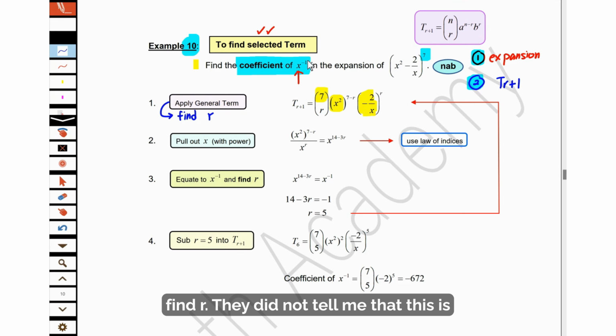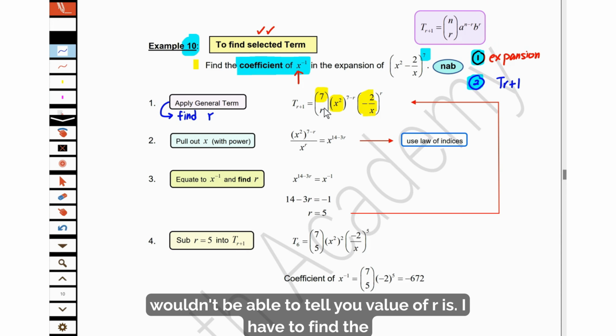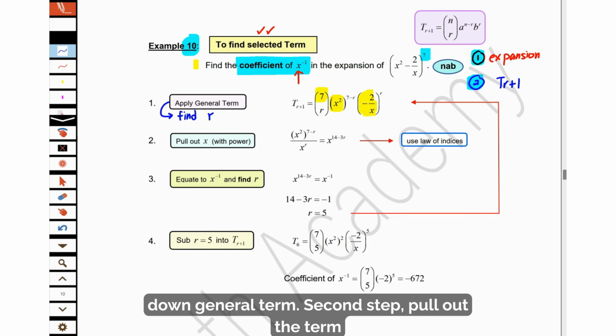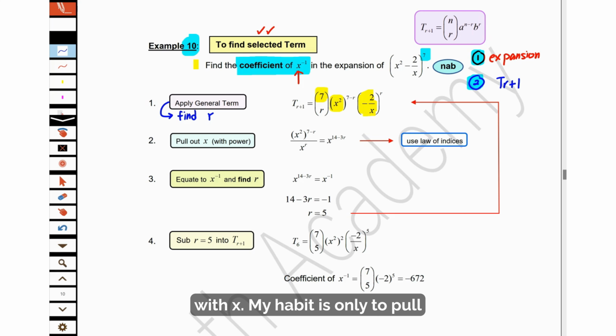They did not tell me that this is the 6th term or 7th term or 8th term. I do not know which term is this. Hence, I wouldn't be able to tell you what's the value of R. I have to find the value of R. So first step, write down general term. Second step, pull out the term with X.